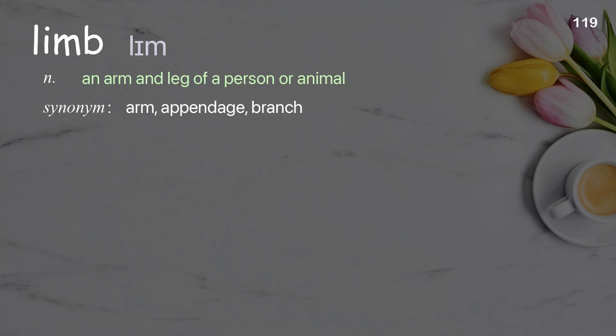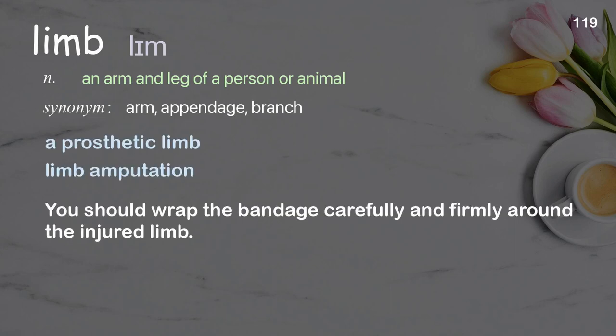Limb. An arm or leg of a person or animal. Examples. A prosthetic limb. Limb amputation. You should wrap the bandage carefully and firmly around the injured limb.